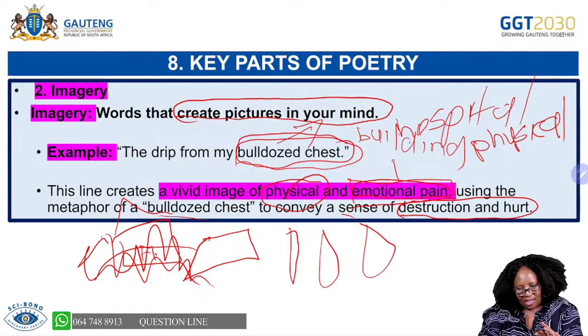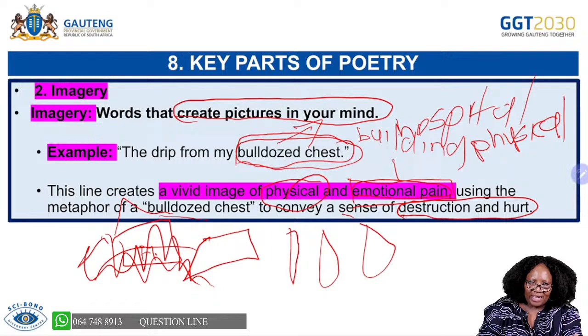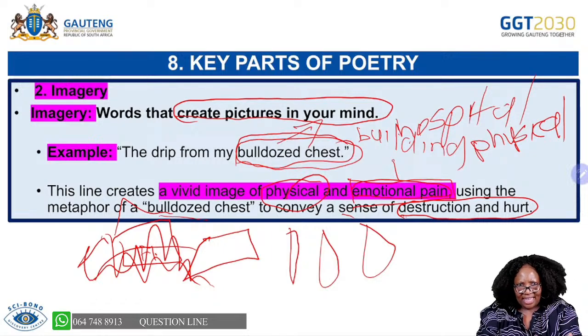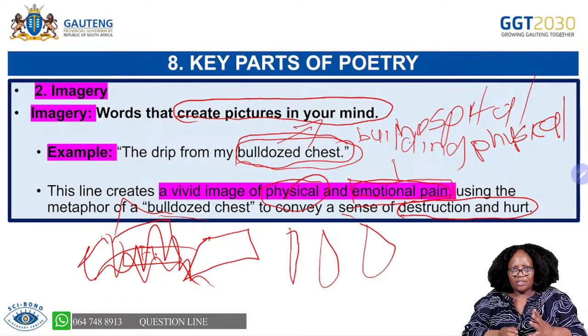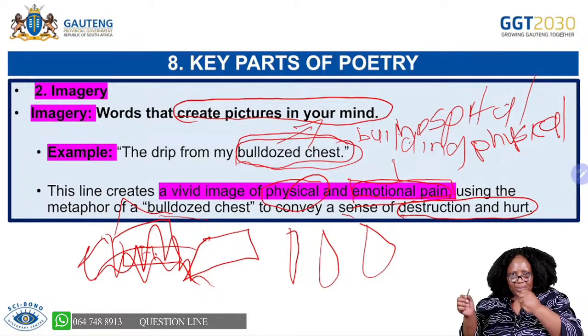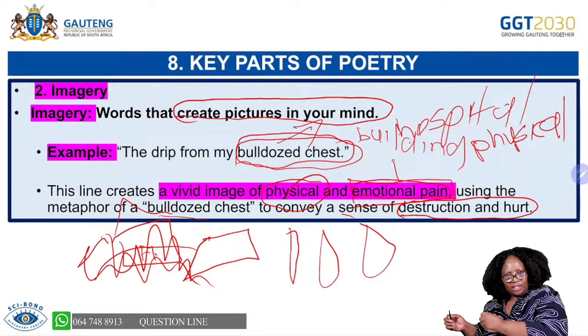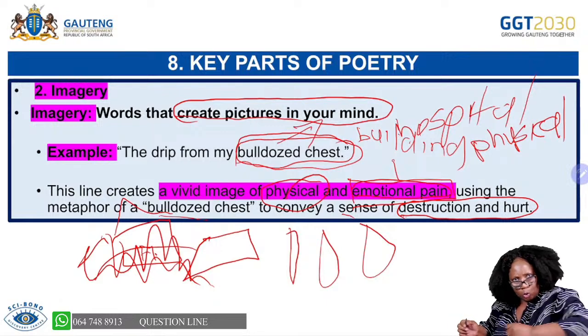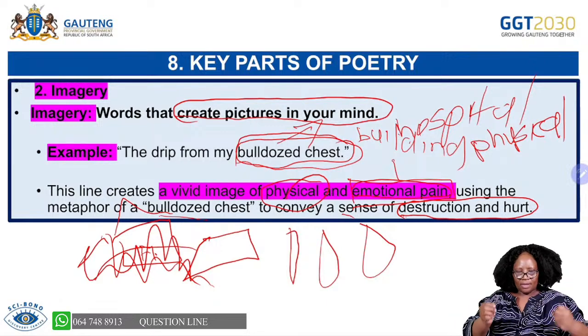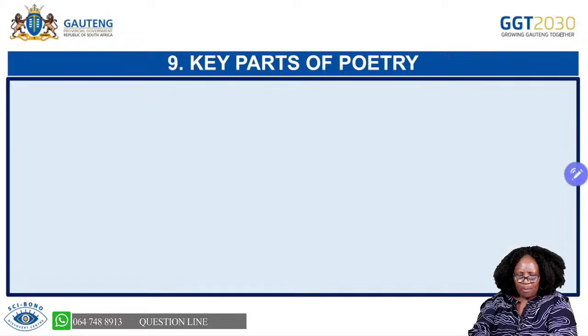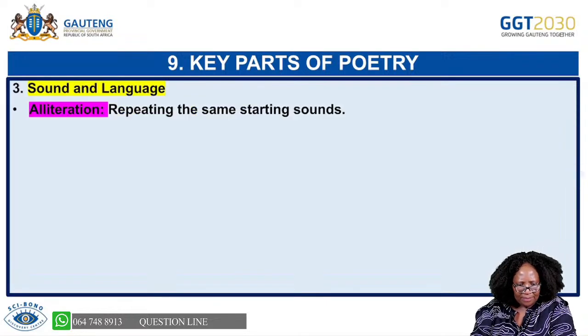So think about life, the drip in the hospital, the bulldozed chest, that fragile chest now. There's a big caterpillar coming, machinery, removing it. Good. And then what remains? Your emotions and physical pain.